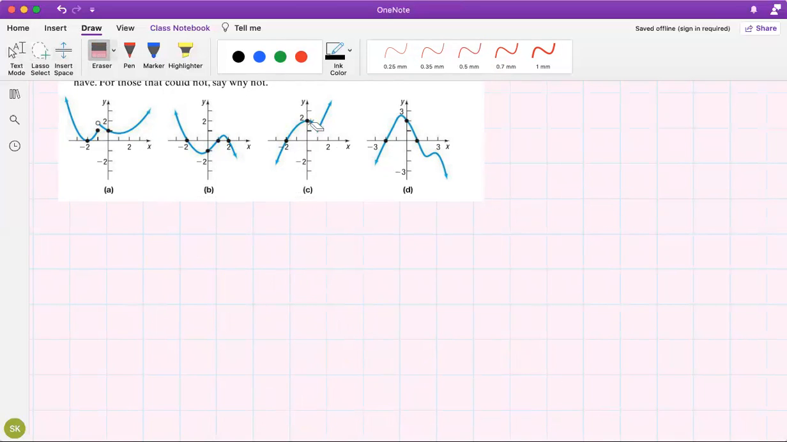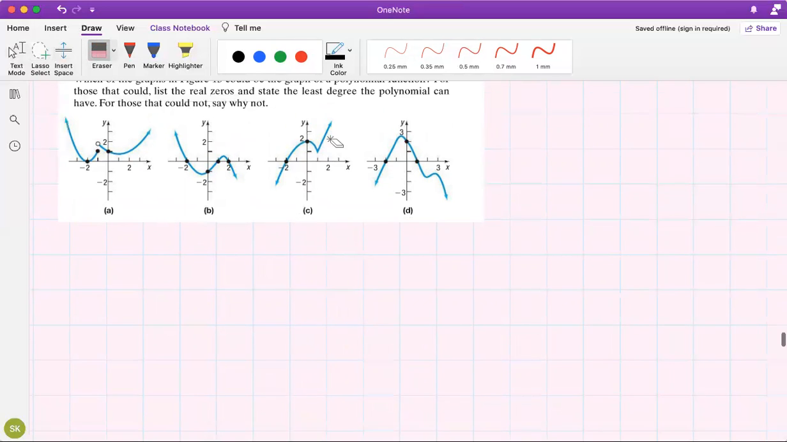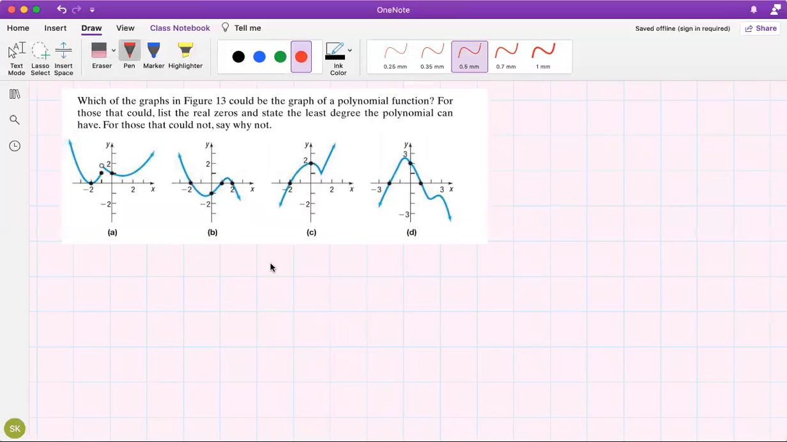Okay, is C a polynomial function? Well, the answer is no, not a polynomial function. And the reason for that is, you can see it has a sharp turn. Right here, we turn really sharp, so it's not smooth, so it can't be a polynomial function. For this one, this looks like a polynomial function. It's smooth and continuous. So it could be, it is a polynomial function.